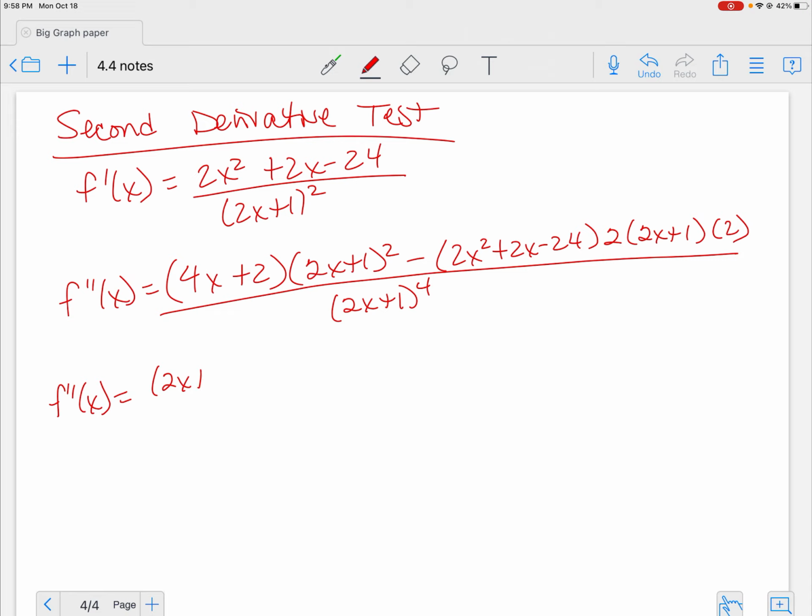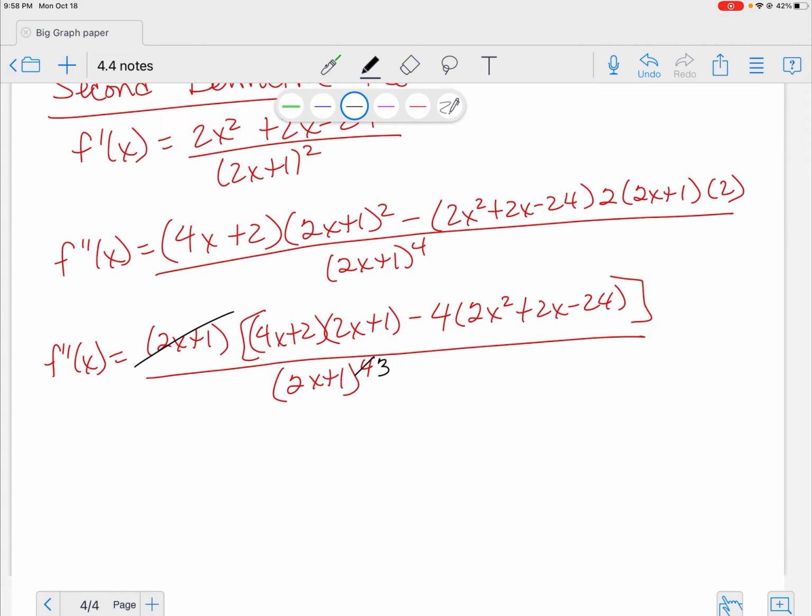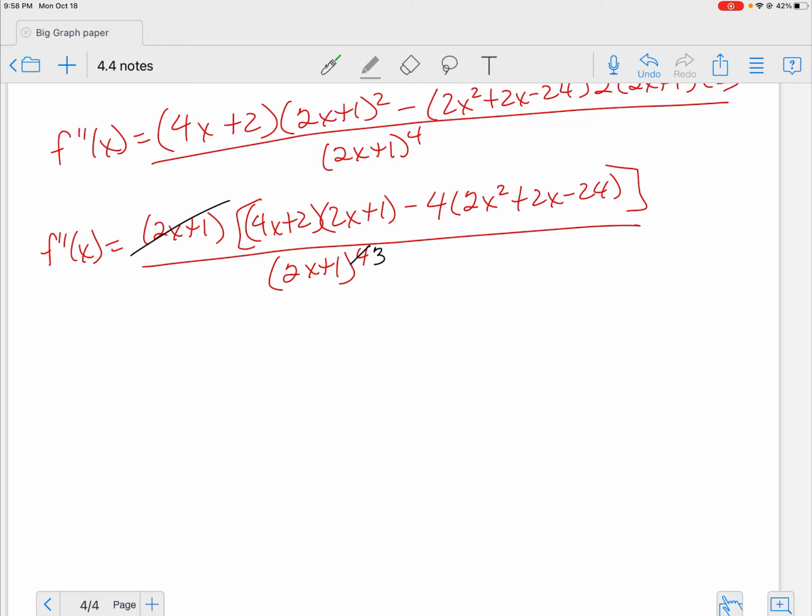So if I factor out a 2x plus 1, that leaves me with 4x plus 2 times still a 2x plus 1 left over, minus 4 times this 2x squared plus 2x minus 24, all over this 2x plus 1 to the 4th. And I can break that down. One of those takes out one of those, just leaving me with 3. All right. Let's multiply this out.